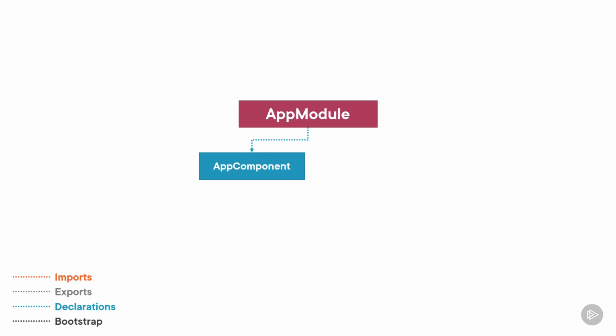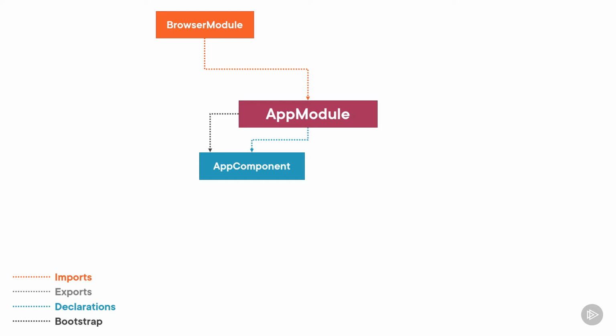A component must belong to one and only one Angular module. The app module bootstraps the application with this component, so it is the first component that is loaded for our application. Our app module also imports the system browser module to pull in the features it needs to run this application in a browser. So this is what our app module currently looks like.